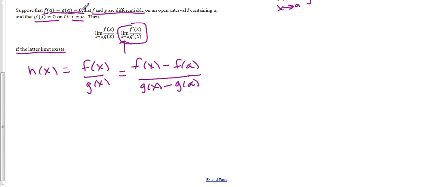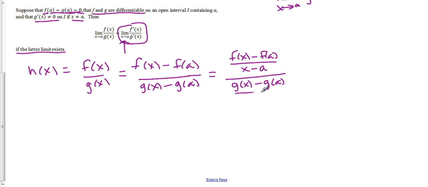Now I want to divide the numerator and the denominator separately by x minus a. So this is going to become f of x minus f of a all over x minus a, divided by g of x minus g of a all over x minus a.